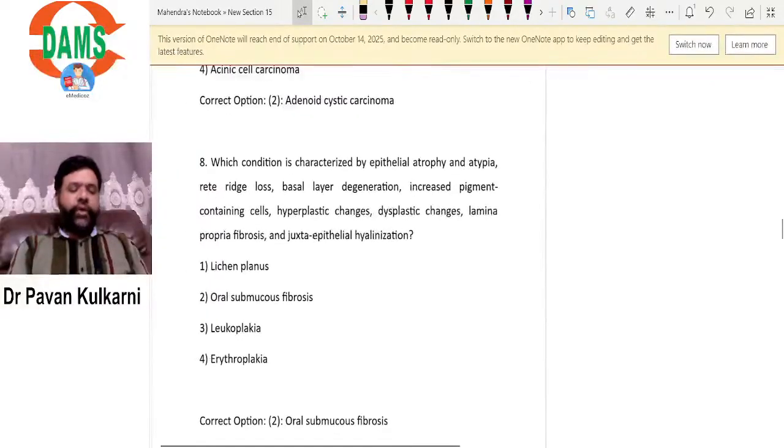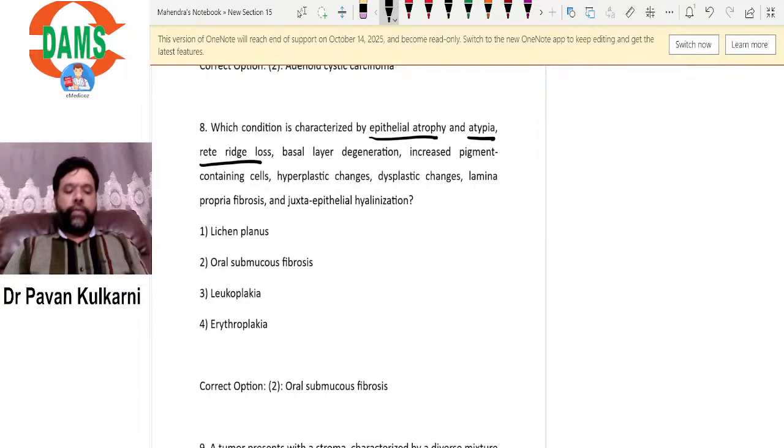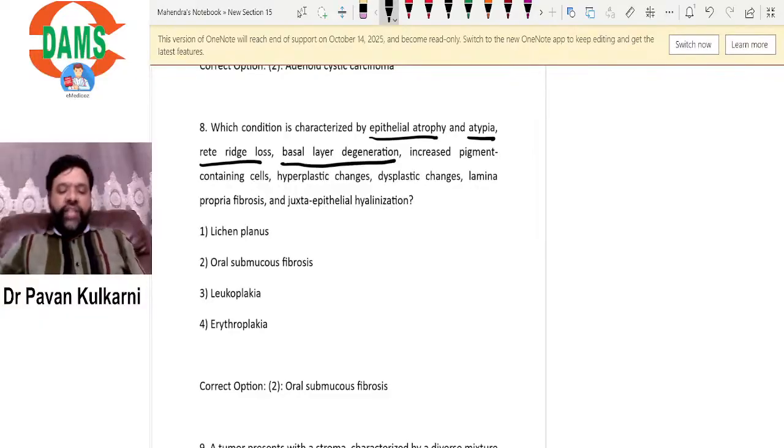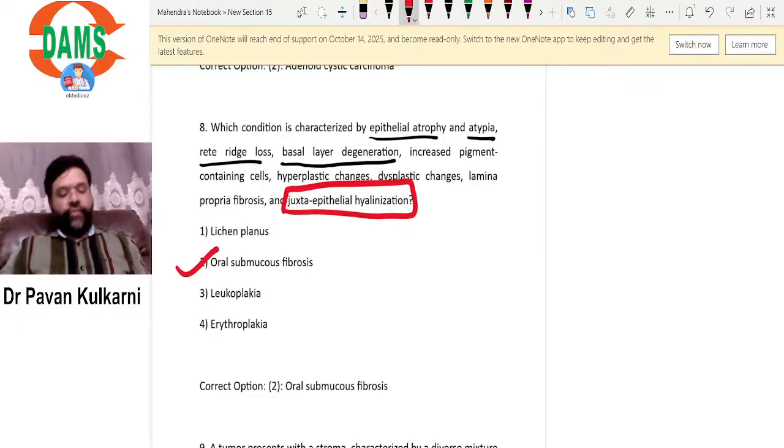Okay. Let us move on to the next question. Which condition is characterized by epithelial atrophy, atypia, rete ridge loss, basal layer degeneration, increased pigment containing cells, hyperplastic changes, dysplastic changes, lamina propria fibrosis, juxtaepithelial hyalinization? As soon as you hear the word juxtaepithelial hyalinization, you have to think, definitely it is OSMF.